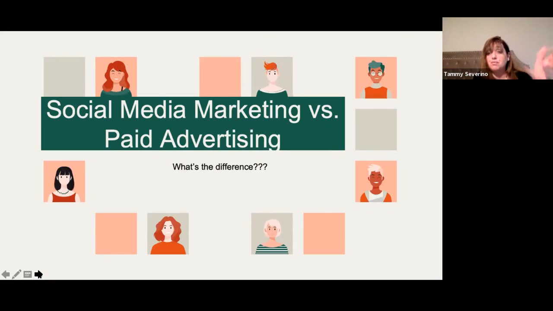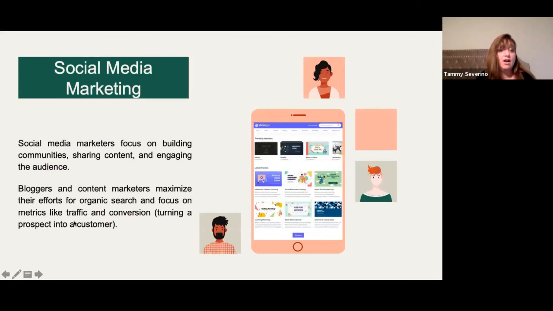So you have social media marketing versus paid advertising. And what's the difference? So let's talk about that next. Okay, so marketing. Social media marketers focus on building a community, sharing content, engaging the audience. It's developing a relationship. Think of it as a first, second, and third date. It's getting that relationship going.